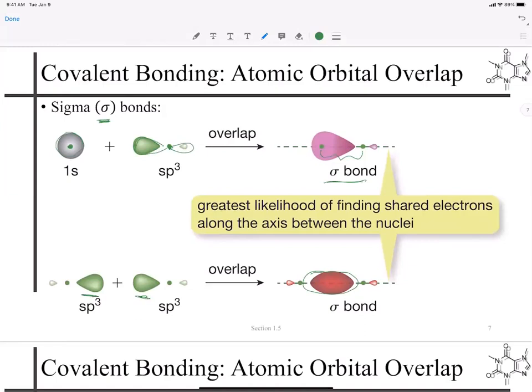Again, these are more like computer graphics of this. This is just a way for us to visualize. But what's important here again is if you look at the area between the two nuclei, there is an actual overlap there, meaning that there's a bond.